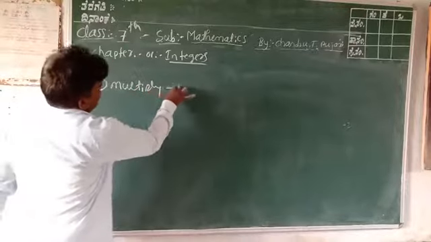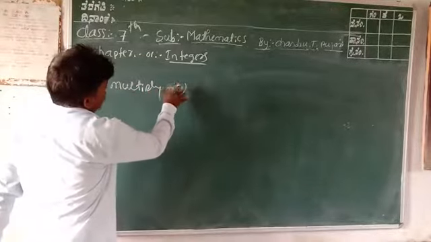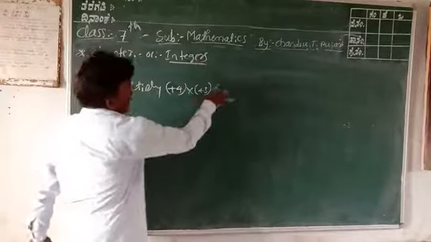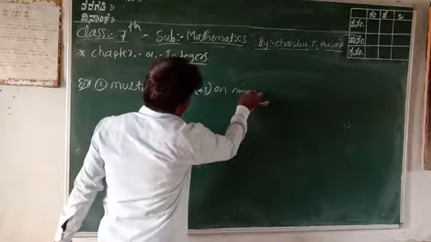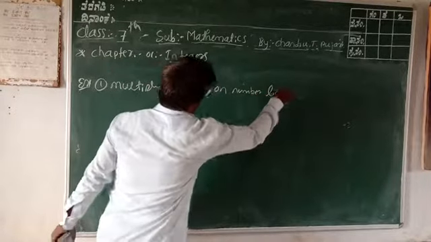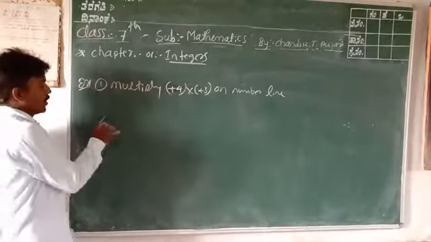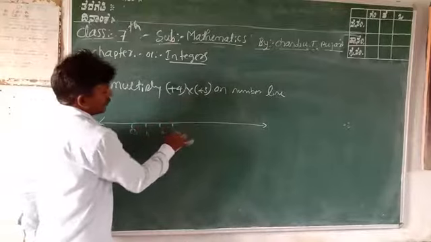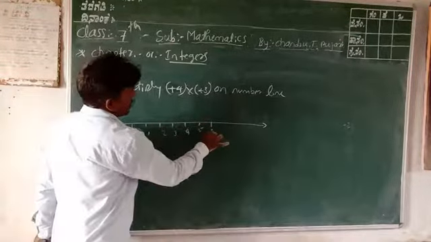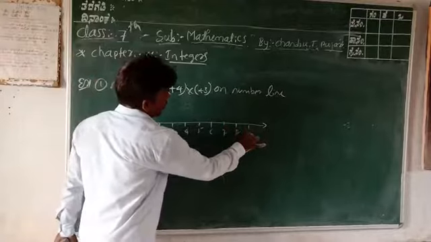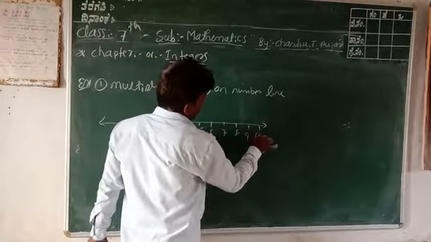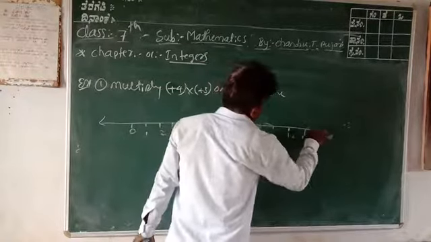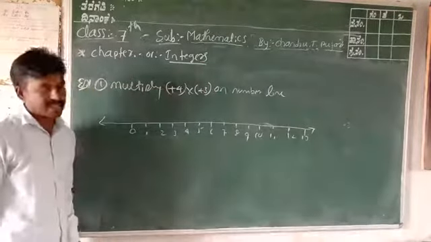Multiply plus 4 into plus 3 on the number line. Okay, do it yourself once again. First of all, you can draw the number line, starting 0, 1, 2, 3, 4, 5, 6, 7, 8, 9, 10, 11, 12, 13, and so on. Got it? These are the positive integers.